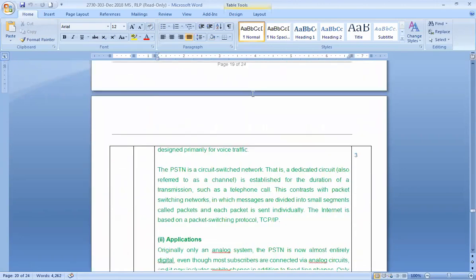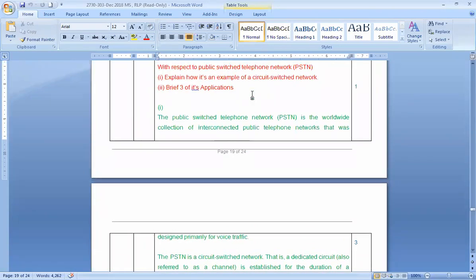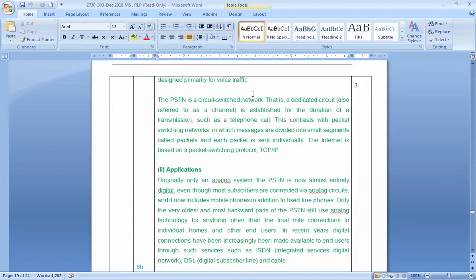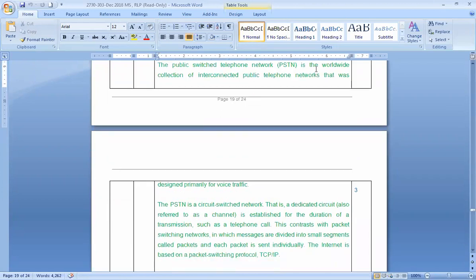So we had seen how this is an example of a CS network, which is a circuit switched network. Let me just revise that. The PSTN is a worldwide collection of interconnected public telephone networks that was designed primarily for voice traffic. As we all know, initially these telecommunication networks were developed for only voice. They didn't have data in mind, right? So they thought probably we can have a different connection for data.